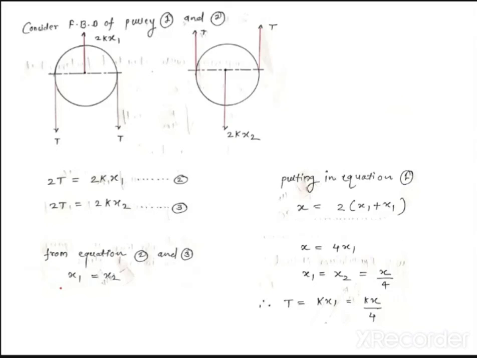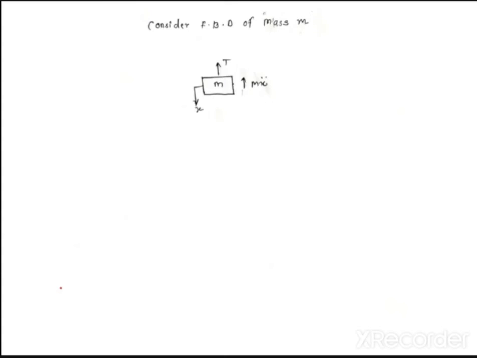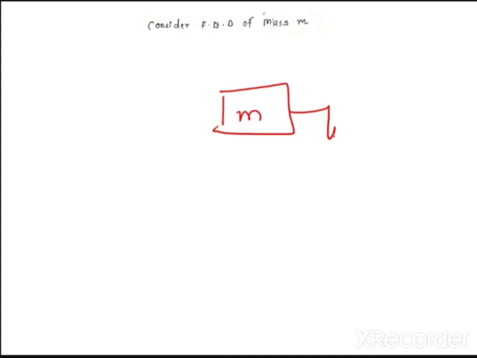Once you get all these parameters, then you calculate using D'Alembert's principle. Now consider the FBD of mass m. This is very simple. I draw the FBD of mass m. Okay, the FBDs of both pulleys are drawn. Now mass m. What is the motion of mass m? Downwards. So let me say that I have to apply D'Alembert's principle.